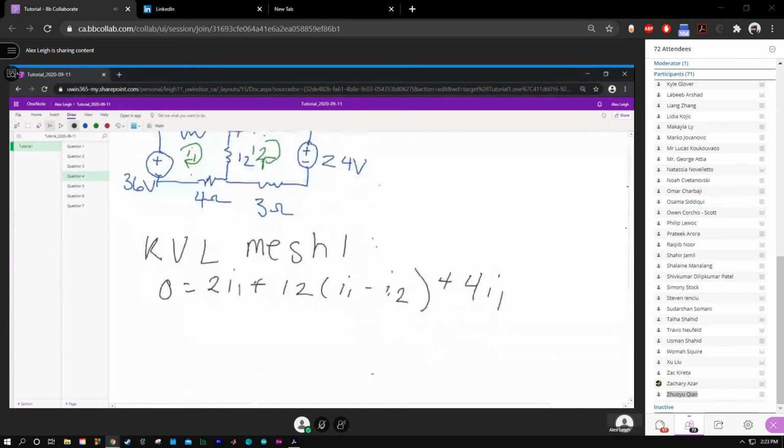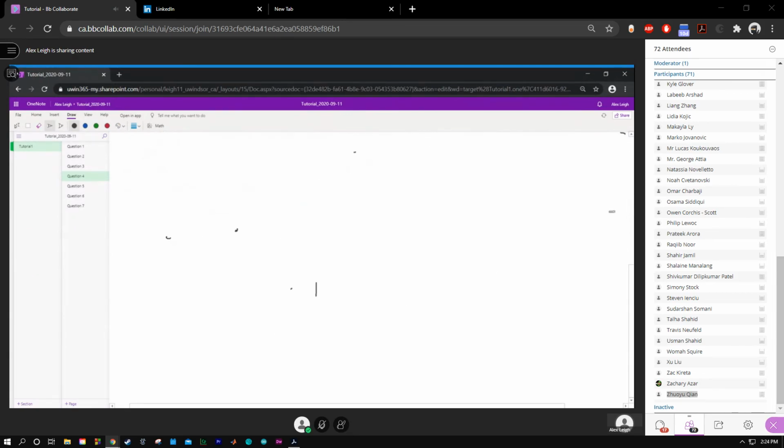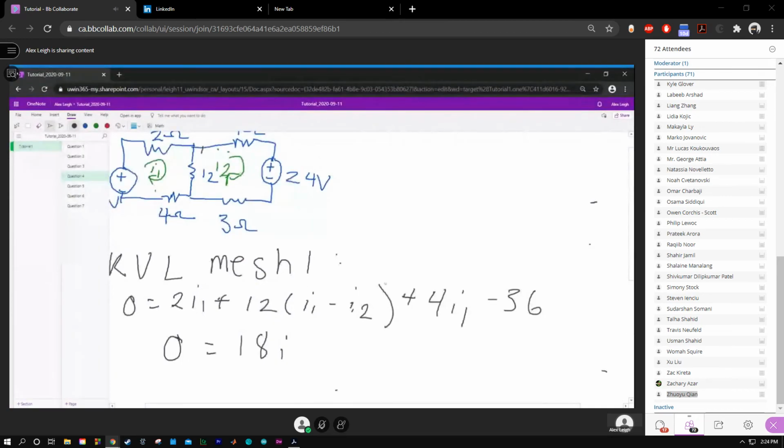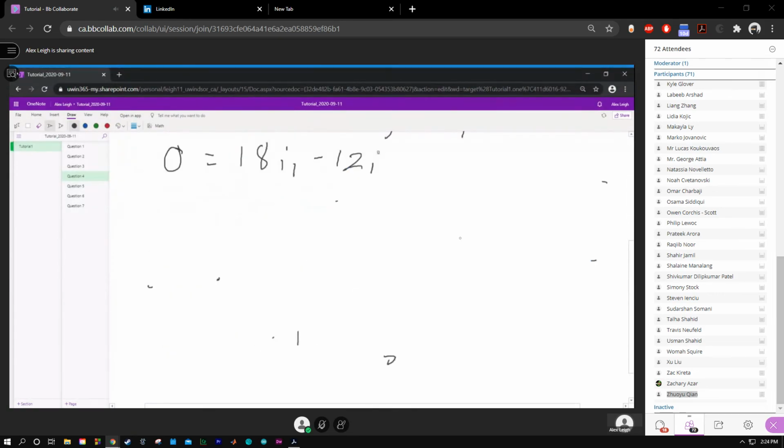So we have here, we're entering the negative side, so it's going to be a negative 36 volts. Okay, and that's our first equation. I'm going to simplify a little bit, so I'm just going to put the 12 into the brackets and then collect the terms. So 0 equals 18 times I1 minus 12 I2 minus 36. That's going to be equation 1.